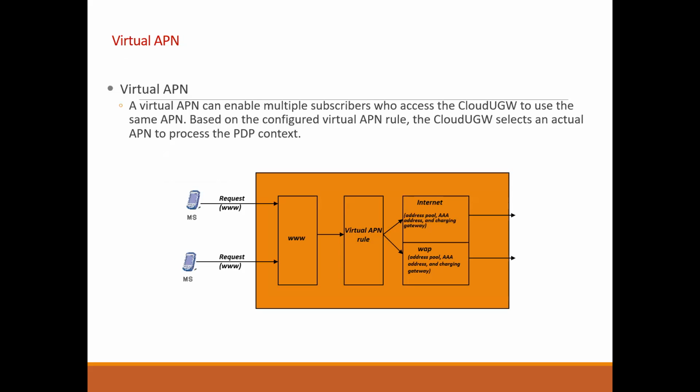So what is a virtual APN? If you can look into this diagram, there is one user that is requesting the internet service, and then another user requesting internet service, and they're using a virtual APN. So virtual APN is then actually mapped to the actual APN. Okay.